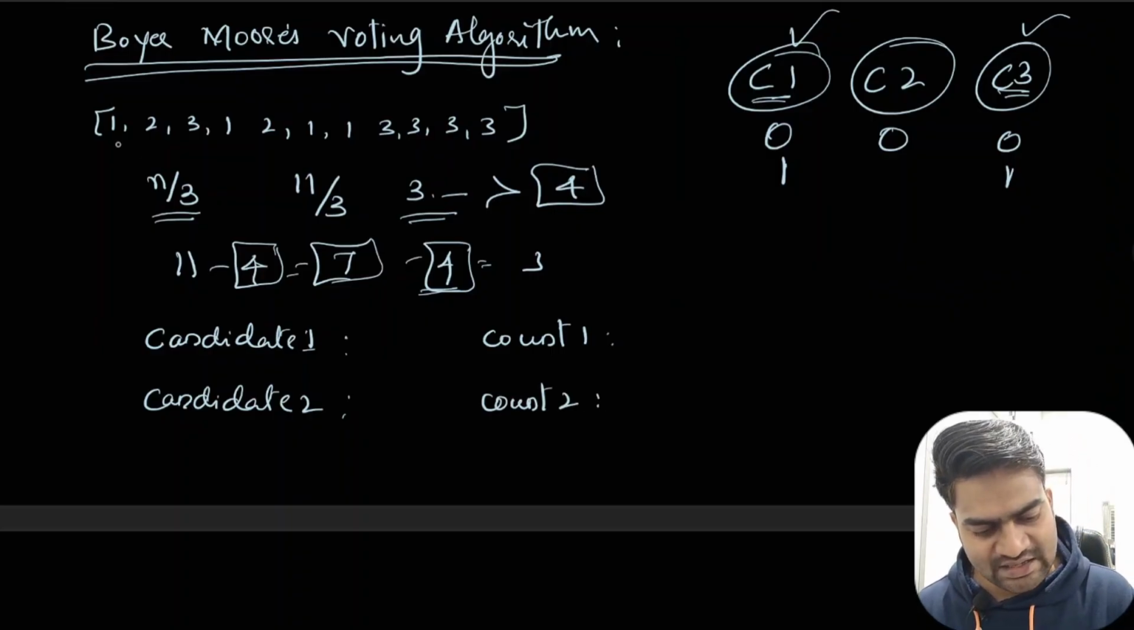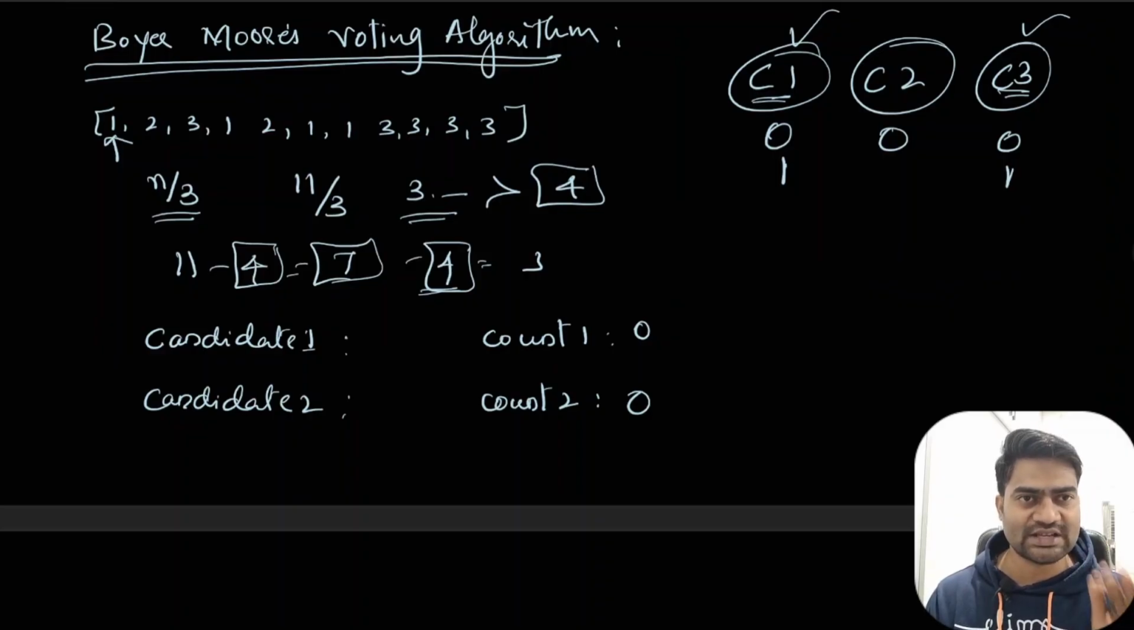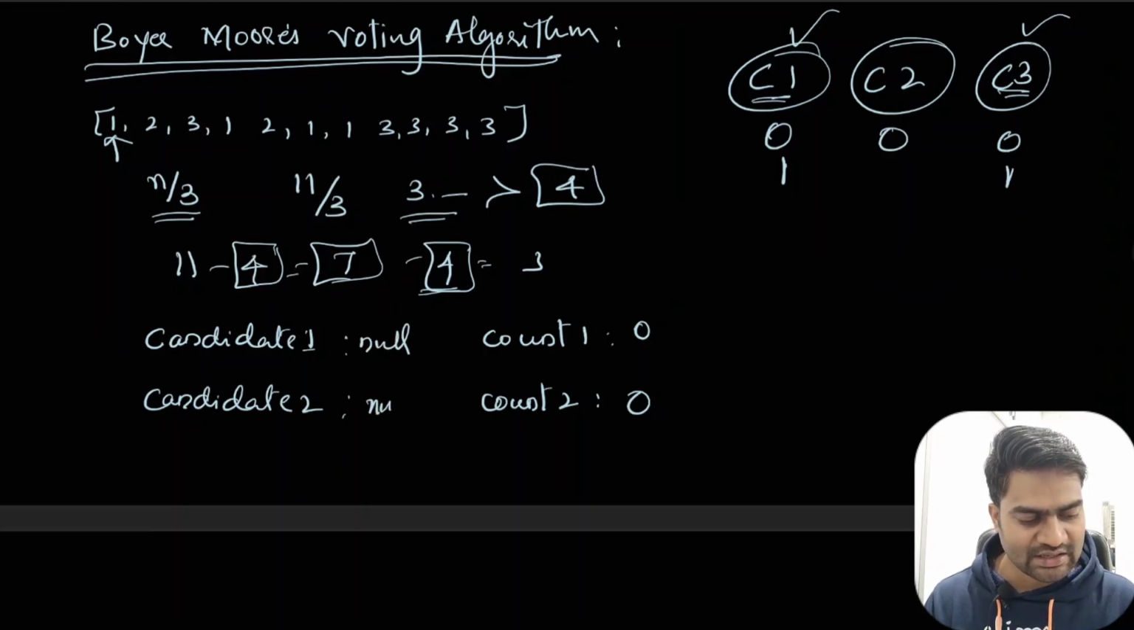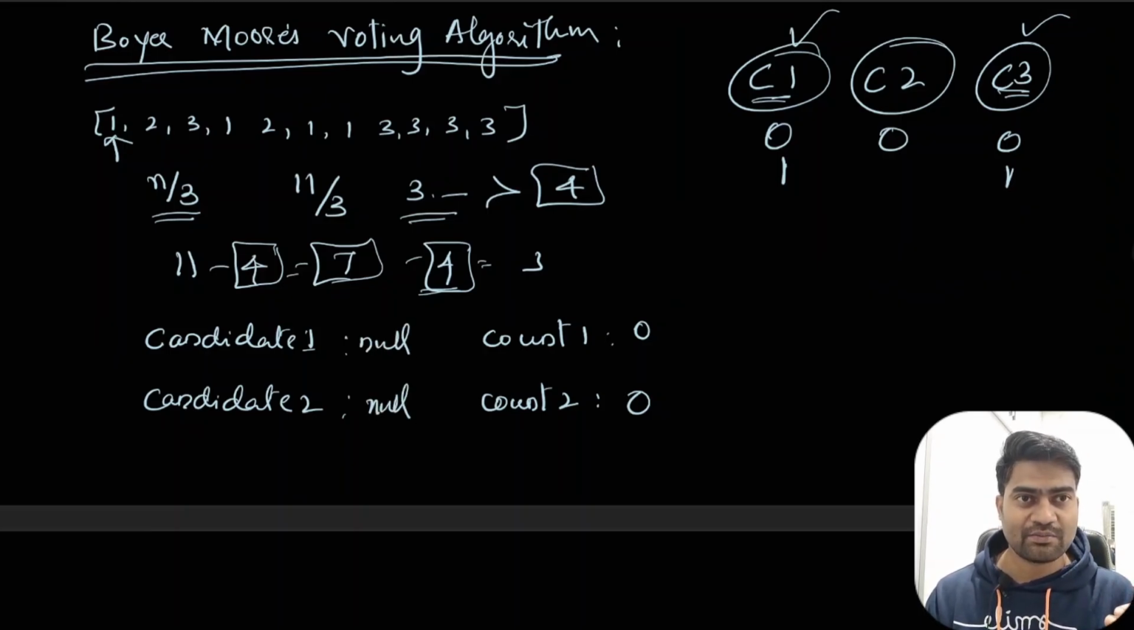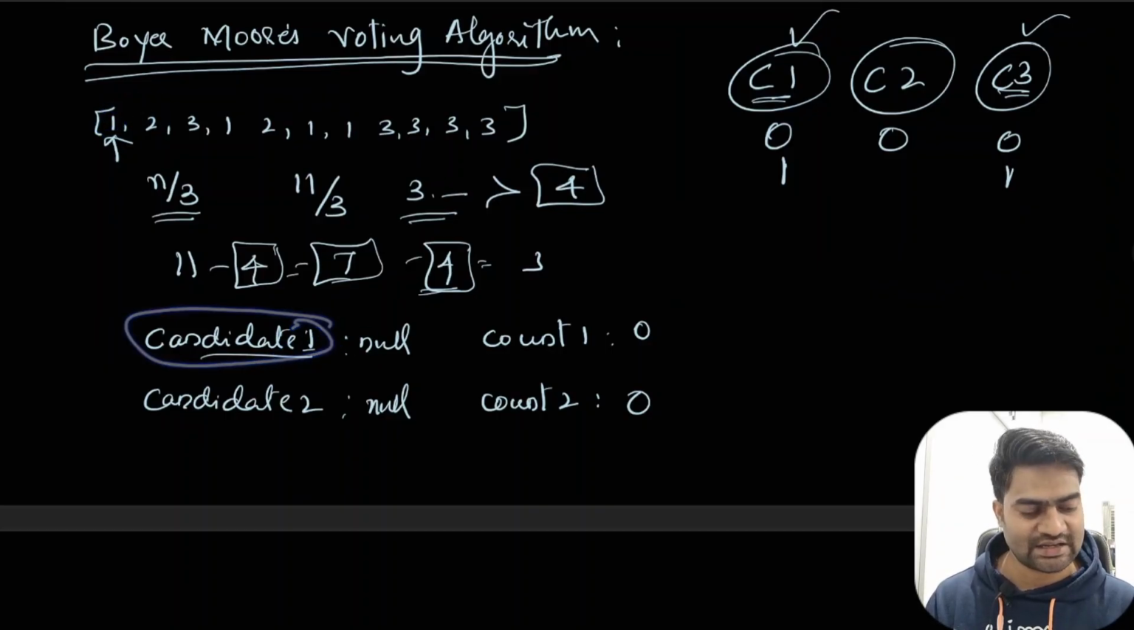So now let us start. I will start with 1. Initially count 1 and count 2 will be 0, 0. First you check whether count 1 is 0 or not. Before that, you can also check, basically these values will be null. The order should go as I say. First you check whether this particular value matches with this particular candidate. Now it is null, so it means it is not the candidate.